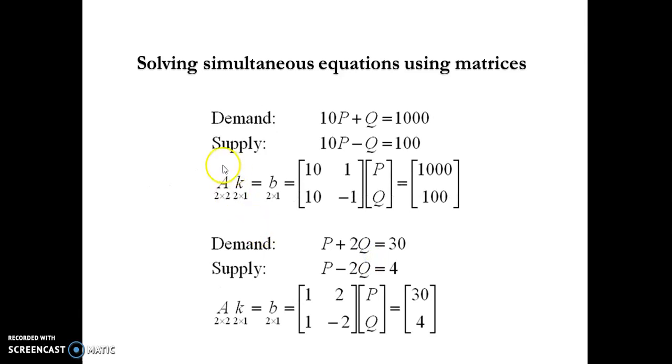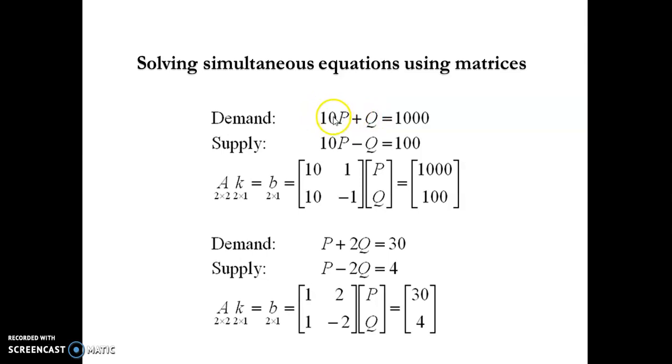So here we are going to solve the simultaneous equations using matrices. You have your demand and supply, and of course the unknowns for which you're wanting to solve are price and quantity. We are going to write the system of linear equations, these two, in the form of A times K is equal to B. Remember, A is going to be a matrix. So here is the matrix that just has the coefficients, the numbers in front of or next to these variables.